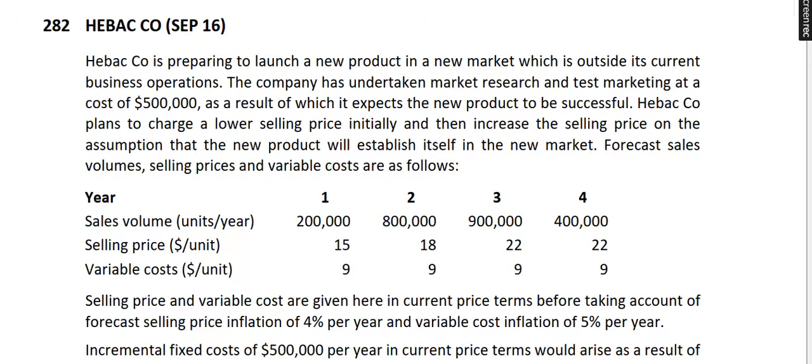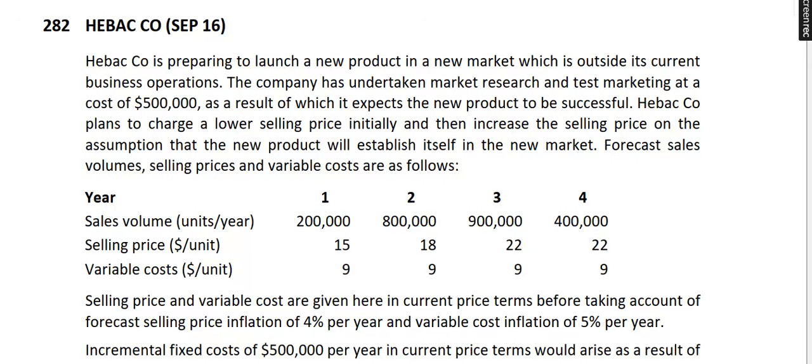So take note of this: whenever you're doing project appraisal, don't include research and test marketing. We call these sunk costs. So costs which have already been incurred are not relevant in investment decisions. So we are going to ignore market research and test marketing. In the exam, you need to remember to write a note to say these costs will not be included because they have already been incurred.